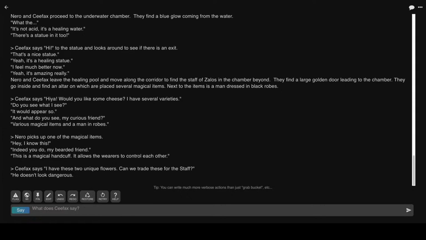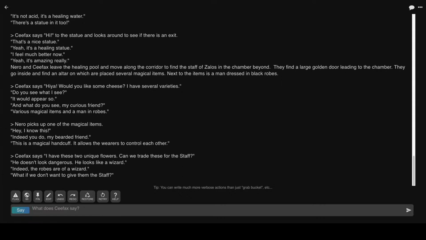Cefax says, I have these two unique flowers. Can we trade these for the staff? He doesn't look dangerous. He looks like a wizard. Indeed, the robes are of a wizard. What if we don't want to give them the staff? Who's talking here? Is it the wizard? I'm wondering if the wizard is talking to himself like Gollum. Yeah, that's what I was thinking. I think I'm going to have Nero just take the staff straight from the wizard. Although I fear what may be beyond.